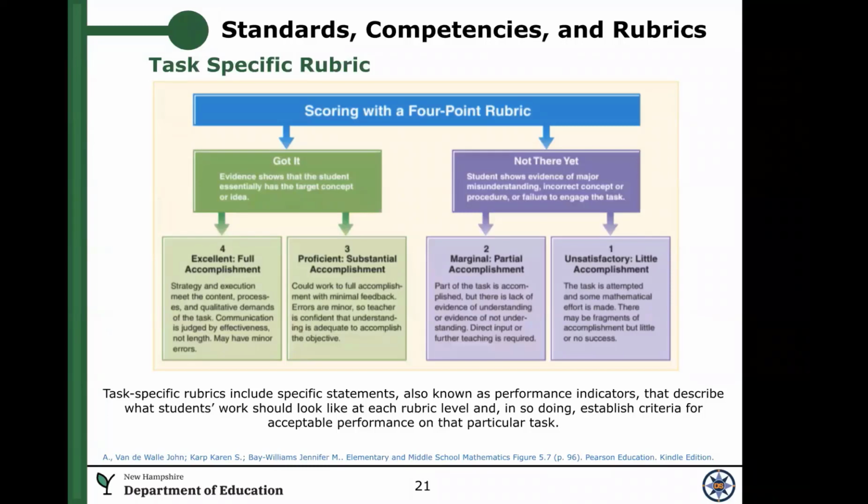Another type of way to be able to look at student performance is a task-specific rubric. So this rubric is used to take a look at where students are with a specific task. So it could be a similar task to what we were just looking at before, which is anything that has to do with a math skill that you're looking at. What I like about this particular rubric is it's a 4-point rubric. When we have a 4-point rubric, you can see that if they're a level 1 or a level 2, they're not quite there yet, right? But then we have that level 3, which is proficient, and that level 4, which is excellent full accomplishment.